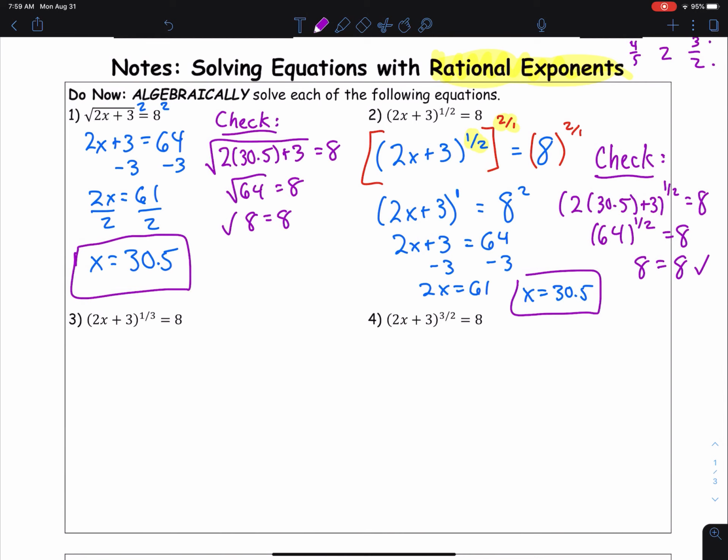So number 3, (2x + 3)^(1/3) = 8. How are we going to go about solving this? You could try the method from number 1, or you can try the method from number 2. We're going to do both ways. You're going to see that it will get the same answer. So let's do method 2 from question number 2 first, because that's kind of the newer method.